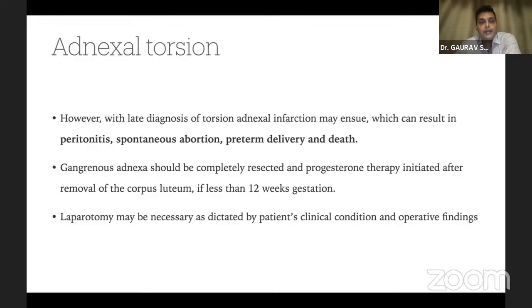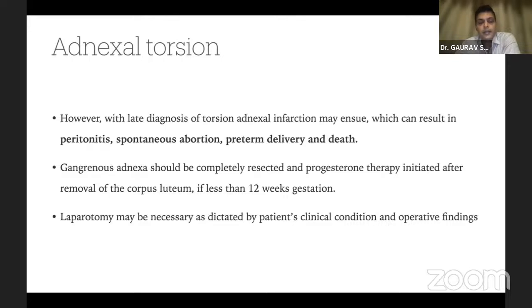Now, for those who don't want to intervene, in case this torsion is not managed on time, then this can lead to certain complications like peritonitis, even abortion, preterm delivery, and death. So gangrenous adnexa should be completely resected. Progesterone is the method of support, especially if it is less than 12 weeks.